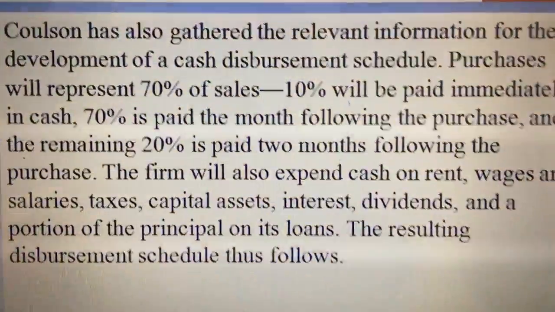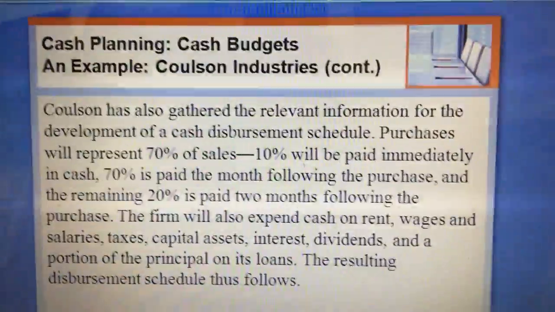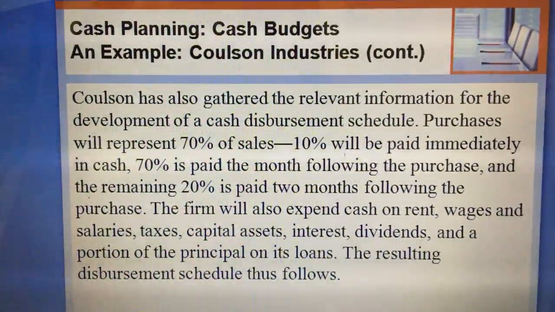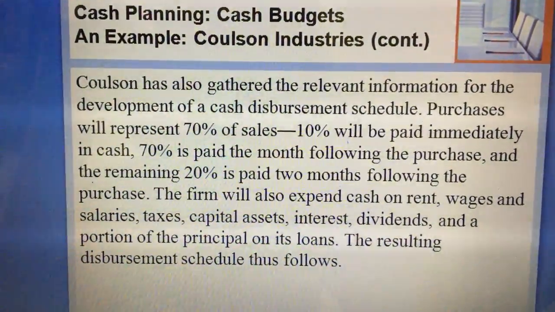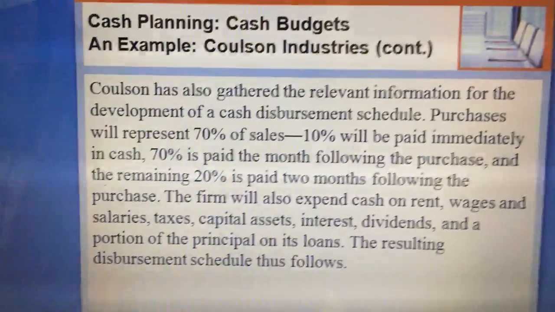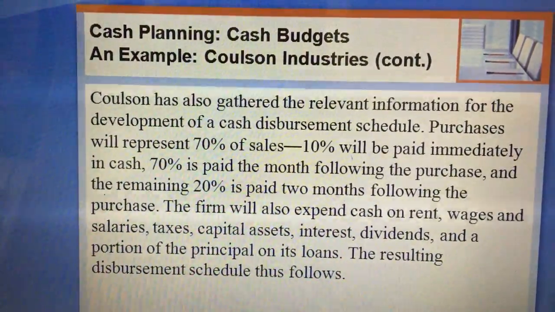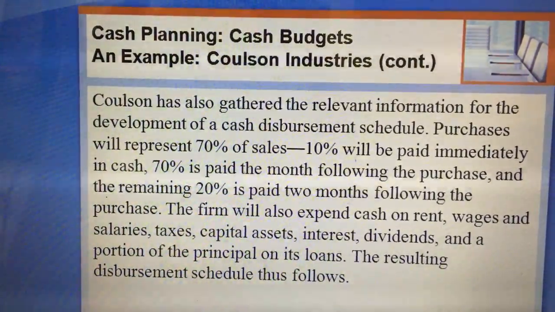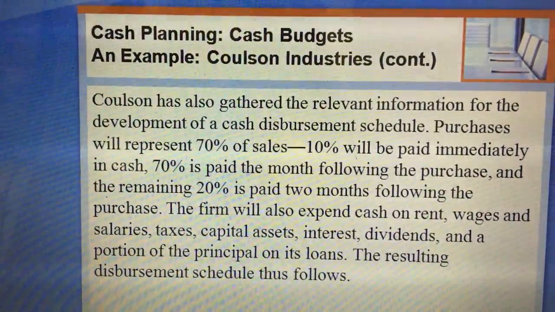Okay, now the second part that we want to look at is your disbursements. Let's read through this because it says that this is what we project to pay out. We plan to pay this. Colson has gathered the relevant information for the development of a cash budget schedule. Purchases will represent 70% of sales. Now I told you sales are the first thing, the first budget that's prepared, where you estimate or forecast your sales. So we go back to sales, and we're going to estimate that we will purchase 70% of raw materials to manufacture this product.